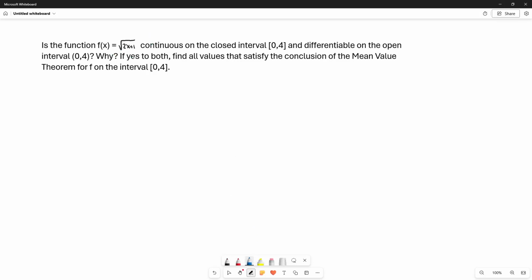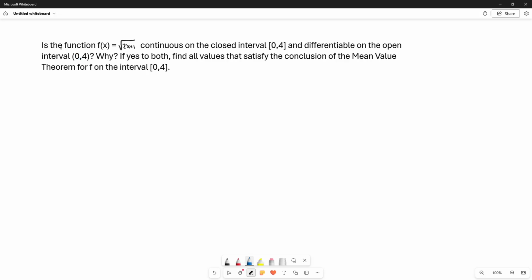In this problem, we want to apply the mean value theorem to a function on an interval and find the values that satisfy the conclusion of the theorem. So in order to use the mean value theorem for a function, the function itself has to be continuous on the closed interval involved. So that's the closed interval 0 to 4. And it also has to be differentiable on the interior of that interval, which is the open interval from 0 to 4.